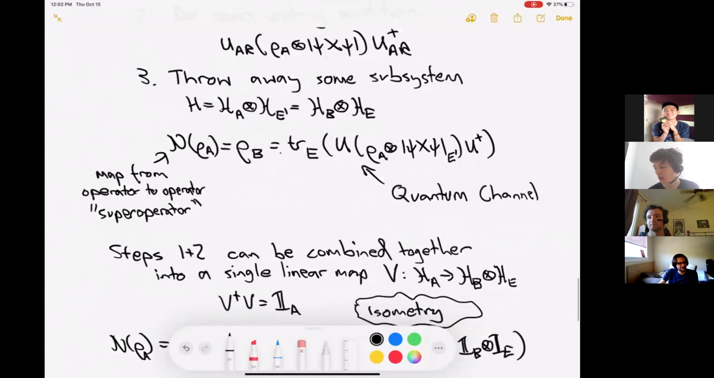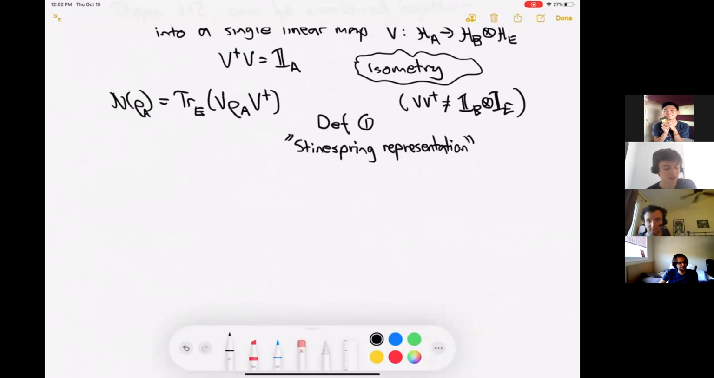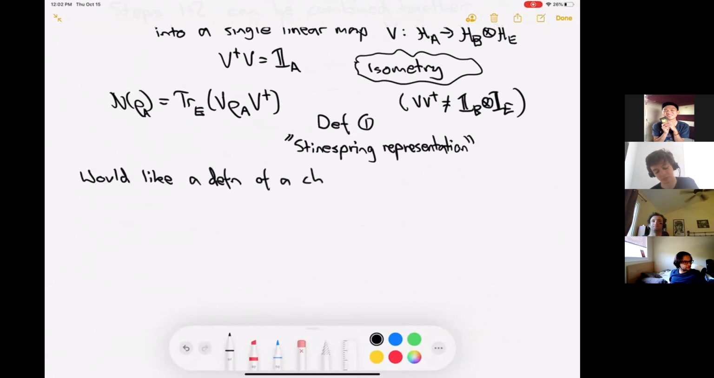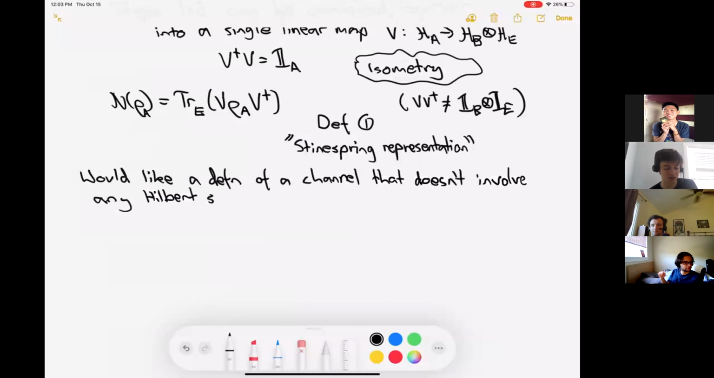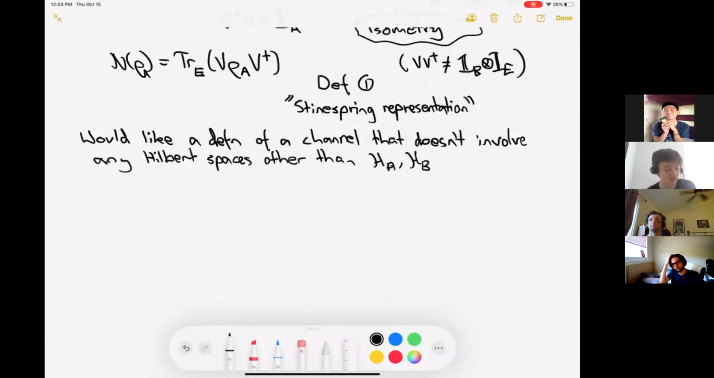Awesome. Okay. So this definition's all well and good, and it's in some ways the most physical definition, but we'd like a definition of a channel that doesn't involve any Hilbert spaces other than H_A and H_B, right? We have a starting Hilbert space H_A that our initial state is a density matrix on, and we have a final Hilbert space H_B that our final density matrix is going to be on, and we just want to talk directly about those two things. Okay. So how can we do that?